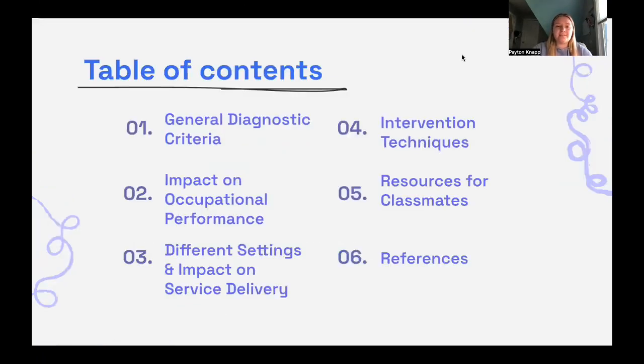Just our table of contents, we'll be going over general diagnostic criteria, impact on occupational performance, different settings and impact on service delivery, intervention techniques, and then we'll have some resources for you guys, and then our list of references.